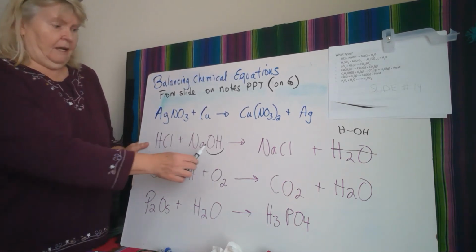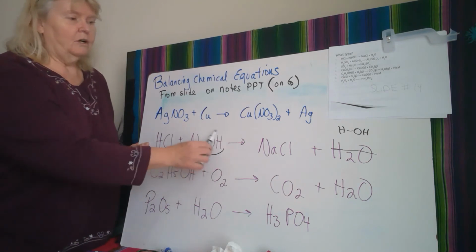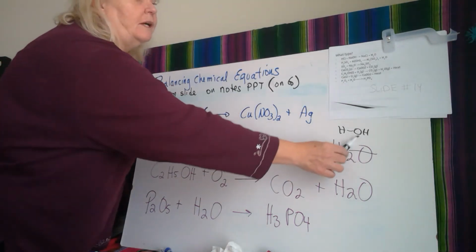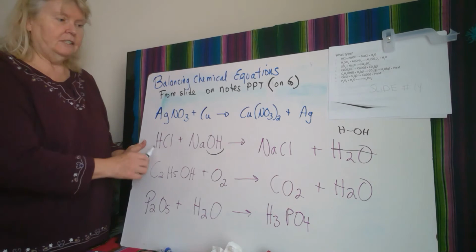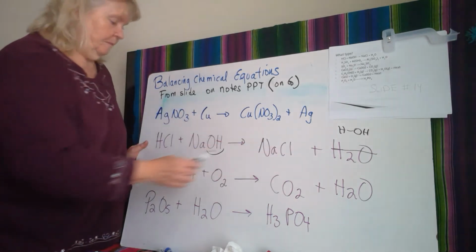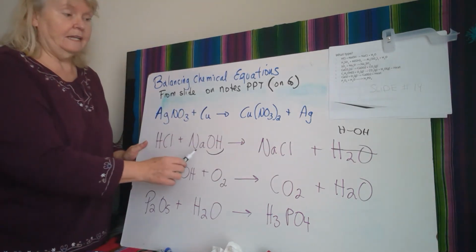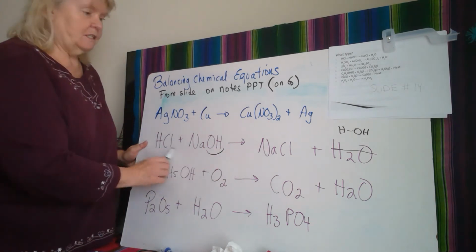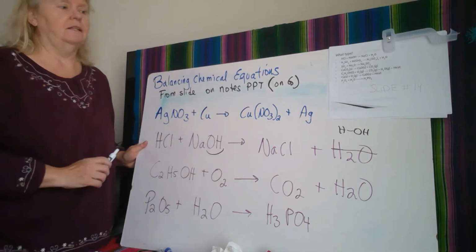So let's take this. I've got 1 OH, and over here I have 1 OH. I have 1 H, 1 H. I have 1 Na, 1 Na, 1 Cl, 1 Cl. So it is balanced.